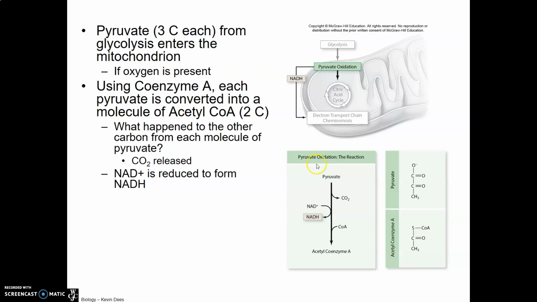Now, think about this for a moment. How many pyruvates are created from a single molecule of glucose? Well, that would be 2, correct? So, after glycolysis of a single molecule of glucose, pyruvate oxidation can occur twice because we would begin with 2 molecules of pyruvate.